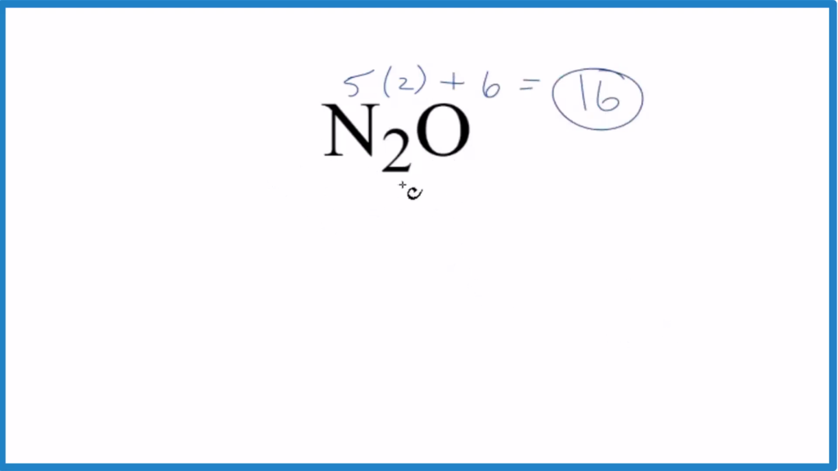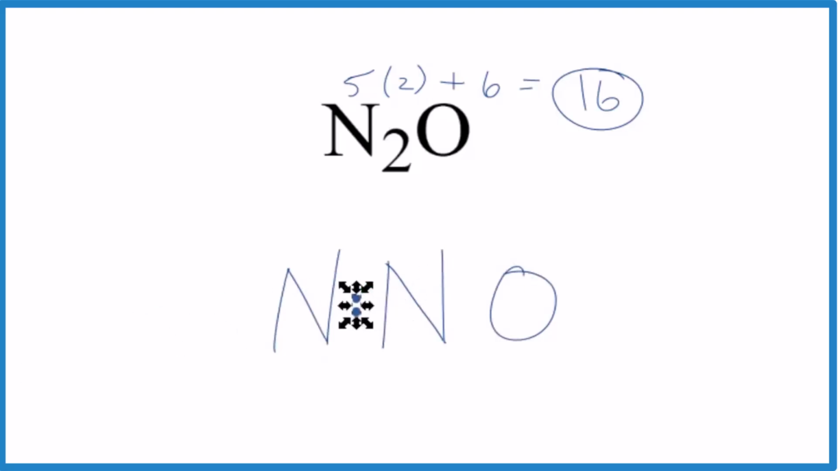So nitrogen is less electronegative. So we're going to put the nitrogen in the center, the oxygen on this side here, and then we'll put the other nitrogen over here. So this is our skeleton for our Lewis structure. Let's put electrons between atoms. That'll form our chemical bond here.